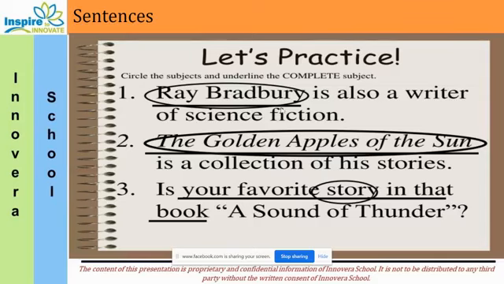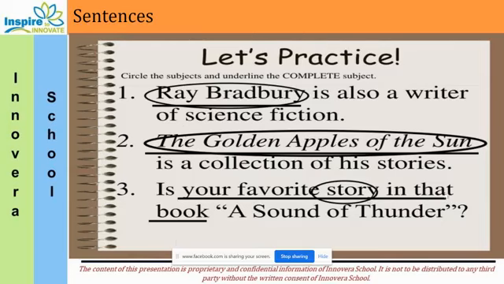Like you can say Ray Bradbury is also a writer of science fiction. So here it is simple subject. Okay, who is simple subject, he is a writer of science fiction. A golden apple of the sun is a collection of his story. Now here the golden apple of the sun, this is a main subject, complete subject. It is talking about the story, but this one is the complete subject.